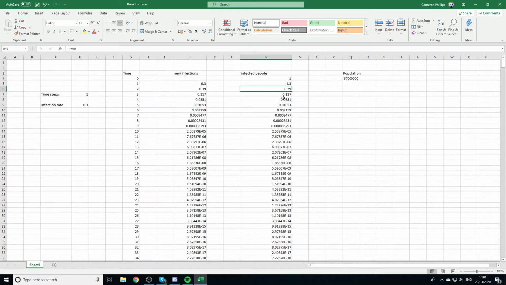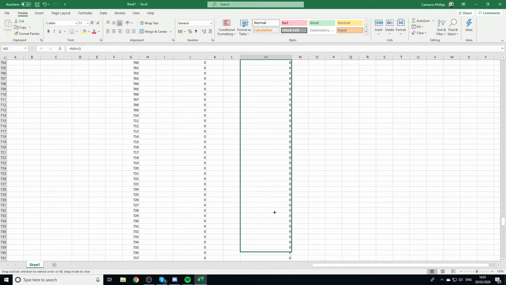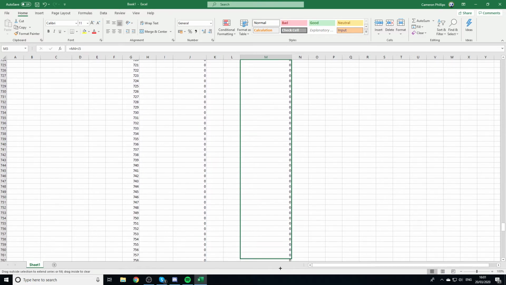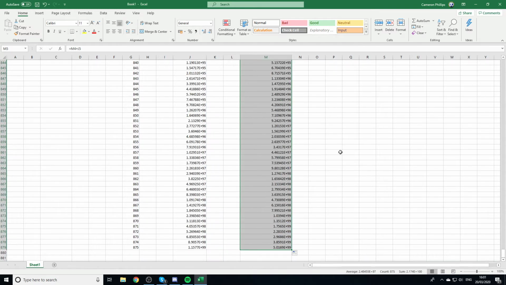Now, again, this is dropping infected people. I don't know why. That's because I didn't copy and paste this formula down. Let's copy and paste this formula down, see what happens to the bottom. You'll see it's quite easy to make mistakes on this. There we go.